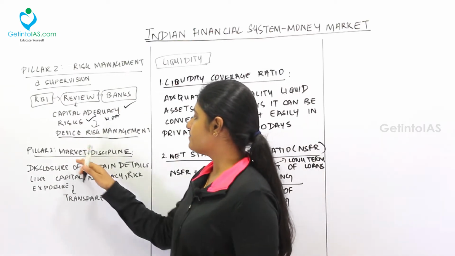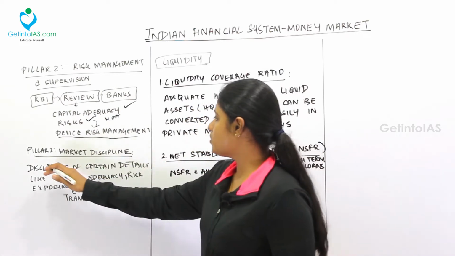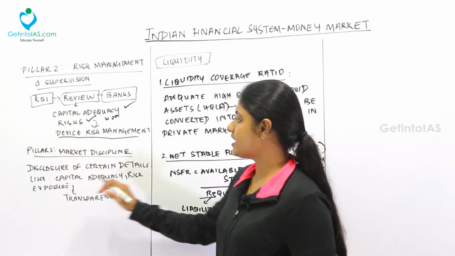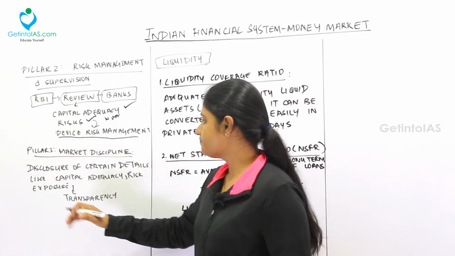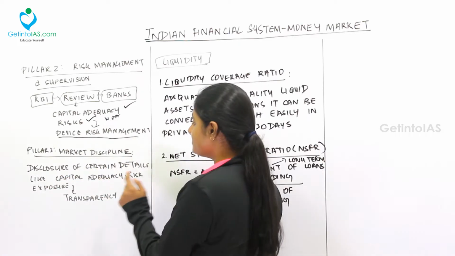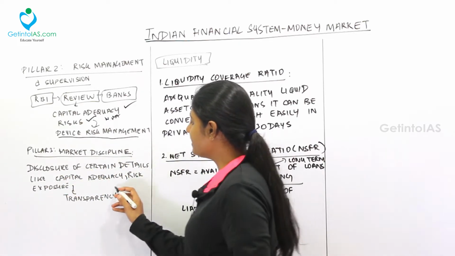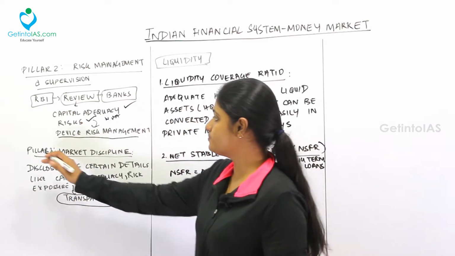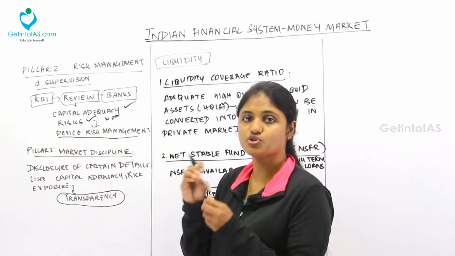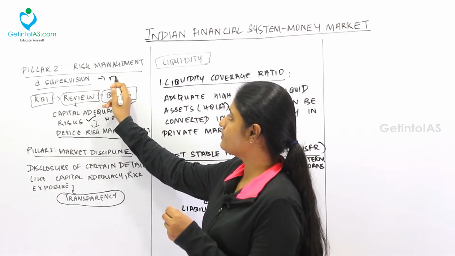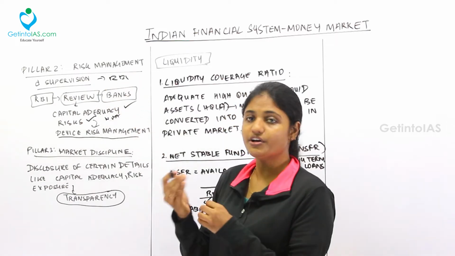Next, Pillar 3, we have market discipline. See, disclosure of certain details like capital adequacy and risk exposure, to maintain transparency in the banks. So this is brought about by RBI. So this is Pillar 3, that is, market discipline should be maintained by the banks. But under risk management and supervision, RBI will take over the banks for review.